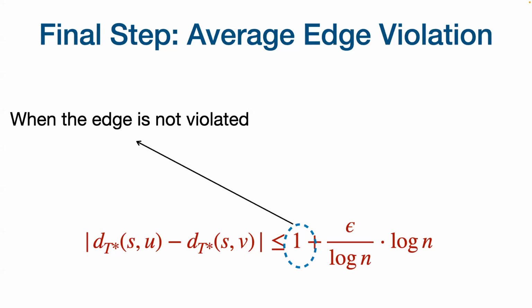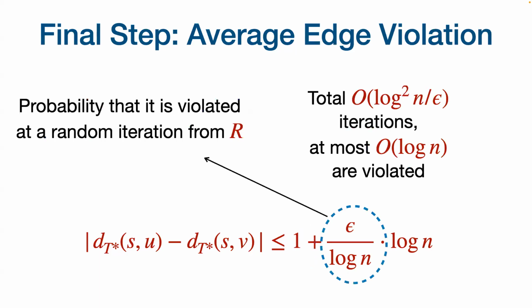So why is this true? If some edge UV is not violated, then this distance is at most 1, because this edge would not have helped; it was useless in the tree anyway. Now we had some bound on the total number of iterations where some edge was violated. This was log n many times out of log squared n over epsilon iterations. So on average, it will be violated in at most epsilon over log n of the iterations.